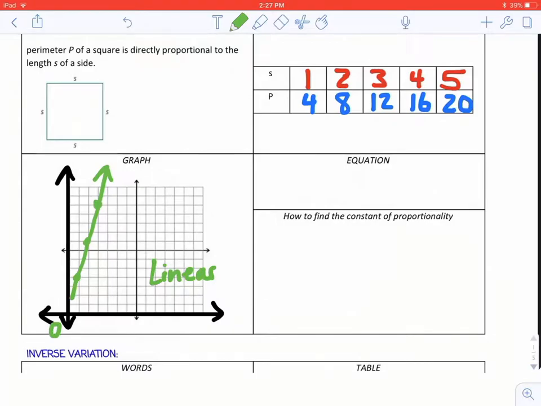And then to write out our equation, we can find the constant of proportionality just like we would find a slope. So notice your change in y is increasing by 4. So we put the change in that y value on the top over the change in our x value, which was just 1. So our slope is 4, or we multiplied by 4 for every time we added a unit to our side length, I would say.